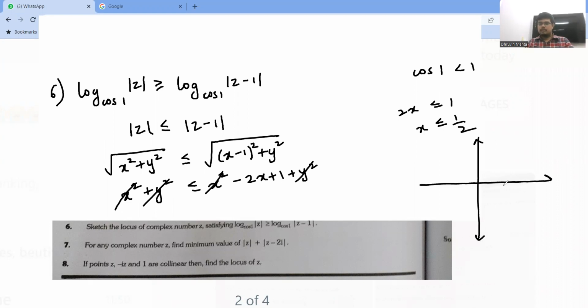In the graph, see, x equal to half will be this line where this is half on the x axis. Less than or equal to, meaning towards the left. This is the region x less than or equal to half. So this is the sketch.